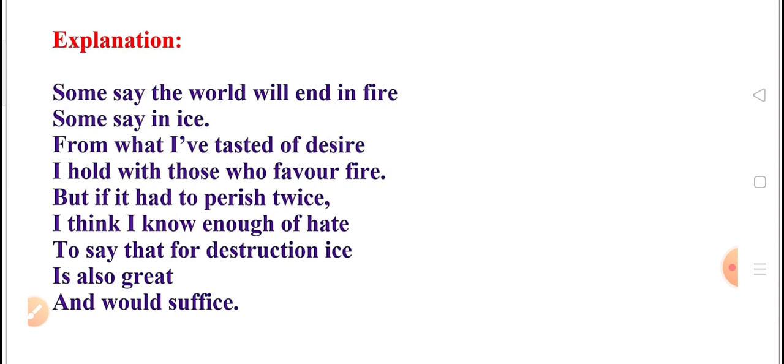So the discrepancy, the gap, is where the style of expression and theme both have a great contrast. The style of expression doesn't suit the theme of the poem. That's why irony is used over here. This is the example of irony.